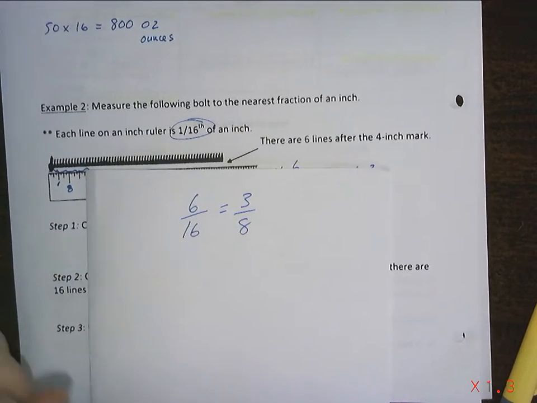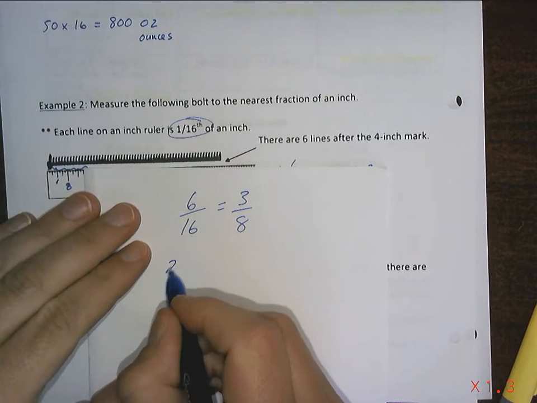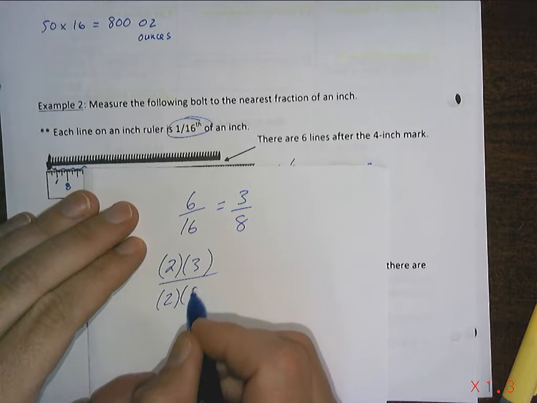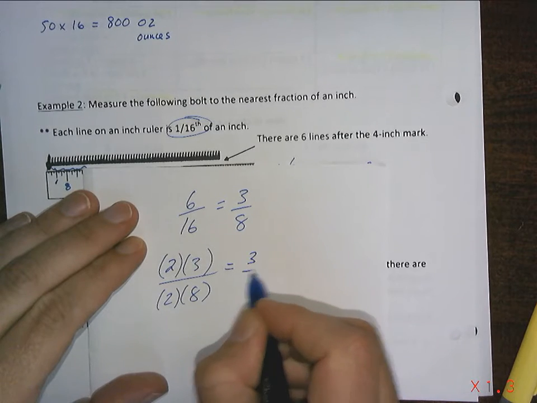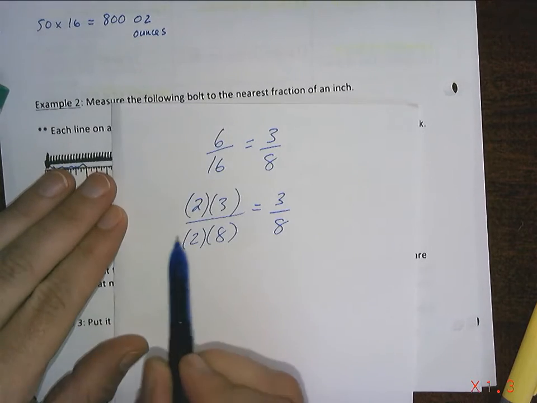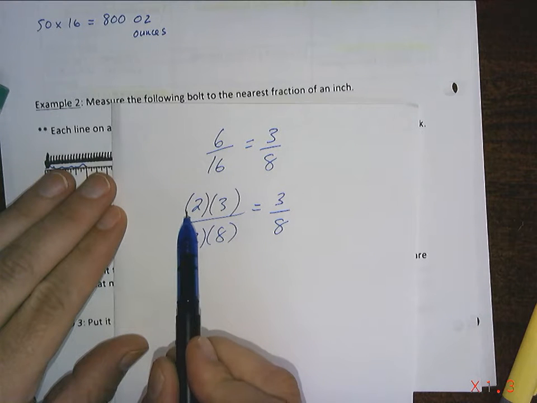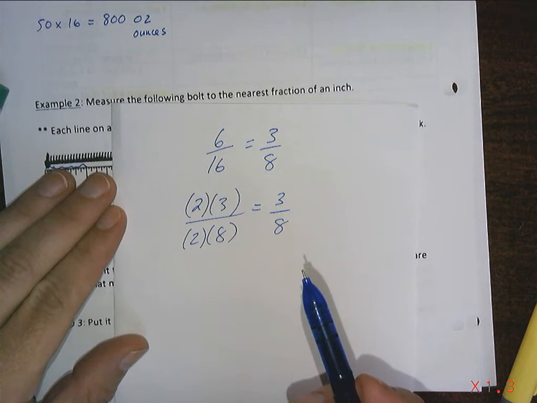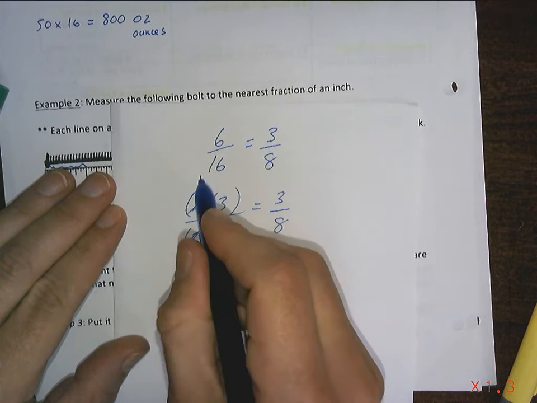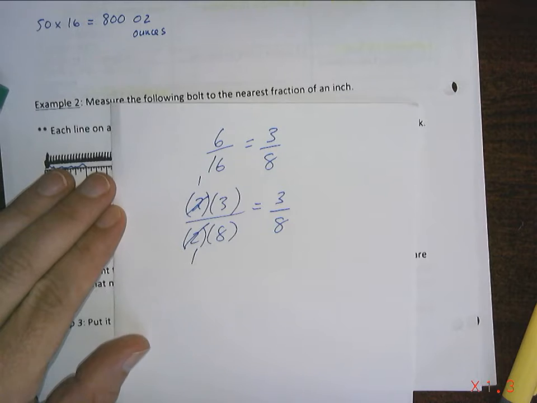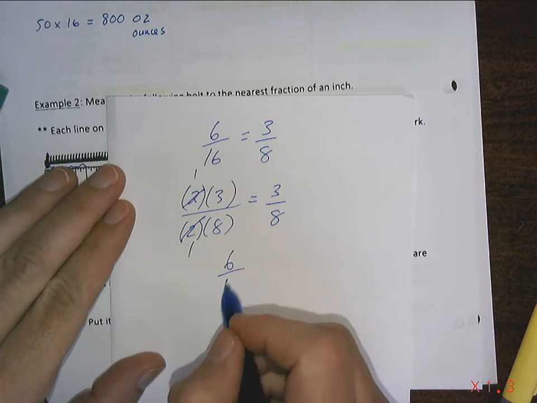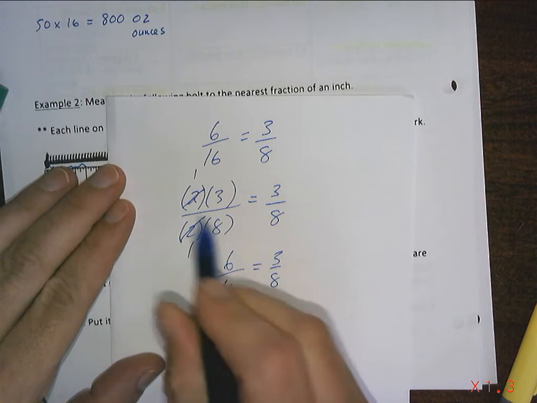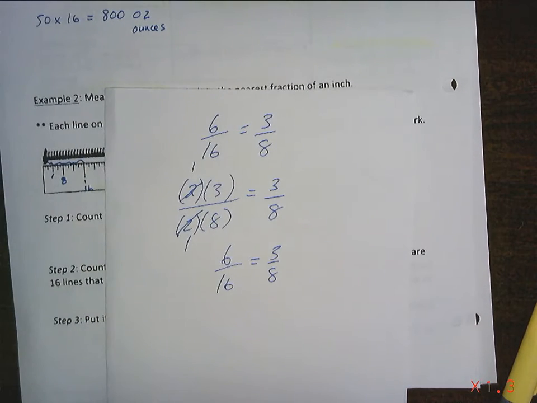Now let's talk about why. This 6 could be broken down into 2 times 3. This 16 can be broken down into 2 times 8. So now look at it. You see that 2? That 3 is being multiplied by 2, and then we're dividing by 2. That's kind of redundant, isn't it? You don't need to do both. So we can reduce those 2, and it gives me 3/8. So 6/16 can be reduced to 3/8, by taking out that multiple of 2 in the top and the bottom.